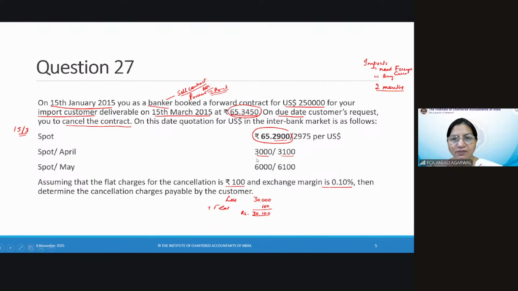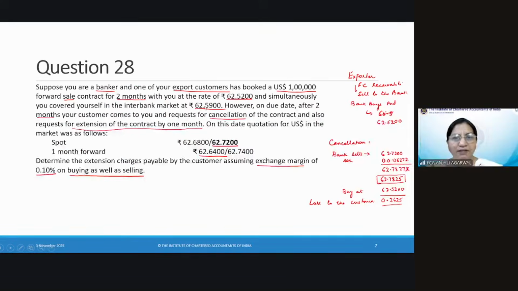So here there was a simple case of cancellation. So this was a case of import customer. So an importer was asking for the dollars. So he's saying now I don't want the dollars. He'll have to buy the dollars, right? He will have to buy still at 65.34, but he can sell it at 65.29. Nothing else here. In 28, there was again an exporter who wants to cancel.